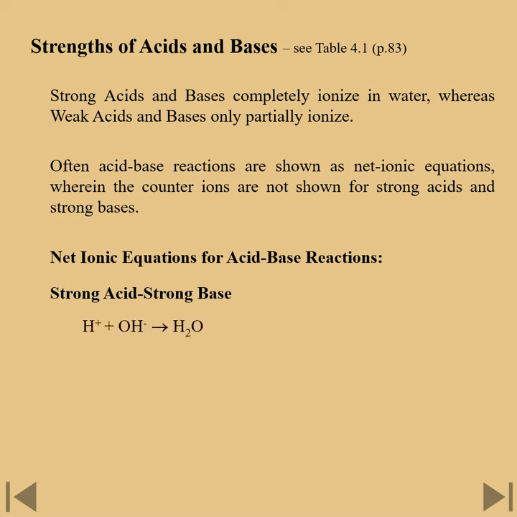Okay, so when we have a strong acid with a strong base, we have the hydrogen ion and the hydroxide ion forming water. The counter ions would be spectator ions. But just do note, strong acid, we have hydrogen ion and the anion, strong base, hydroxide ion and the cation, and then those ions remain unchanged.